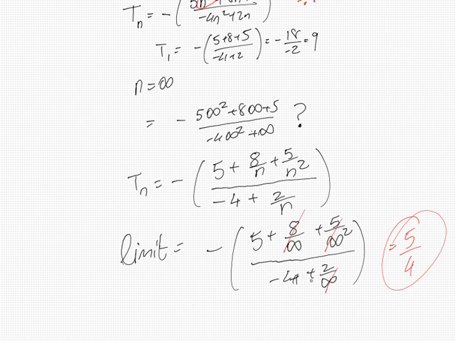Why 0? If you have your calculator, like 8 divided by a big number, it's very, very small. So this is infinity, so it's so big, this will become 0. This will become 0, this will become 0. Only these will stay. That's minus 4. Yes, minus 5 over minus 4.